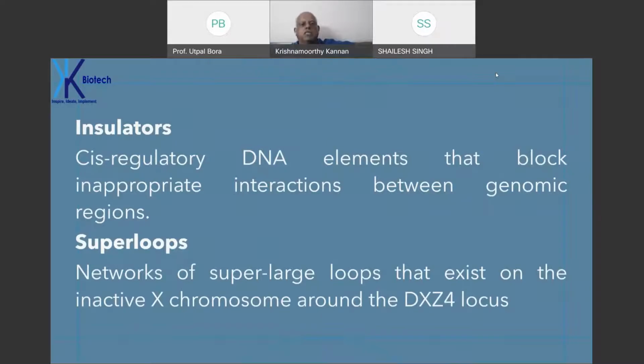Insulators, cis-regulatory DNA that block inappropriate interaction between genomic regions. Then you have what are called super loops, a network of super large loops that exist on the inactive X chromosome around the DXZ4 locus.